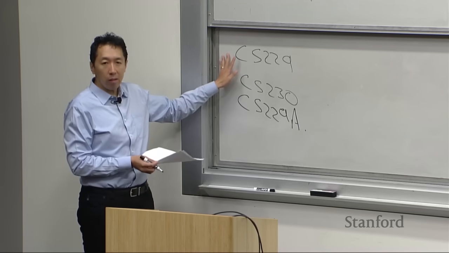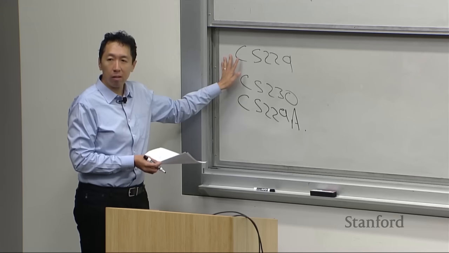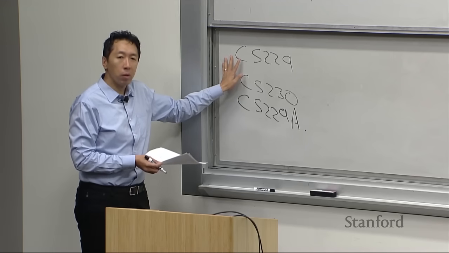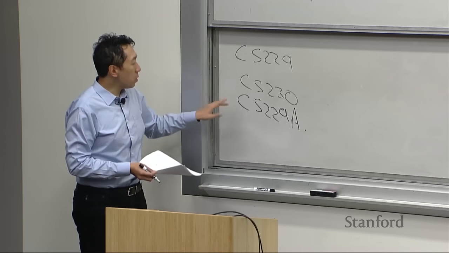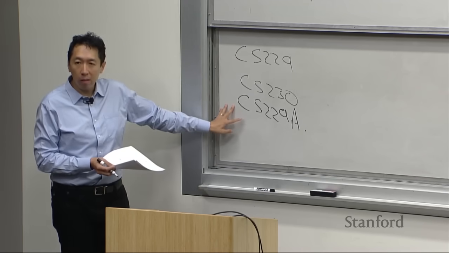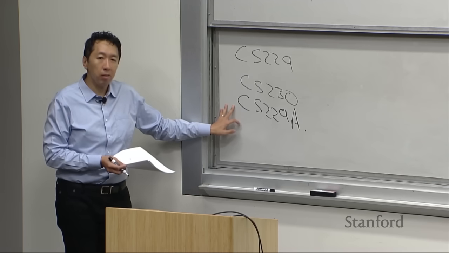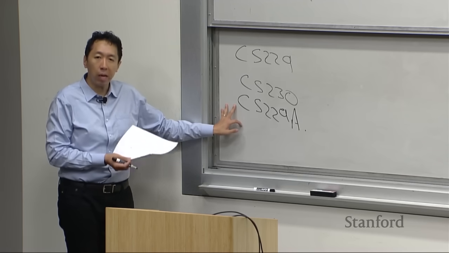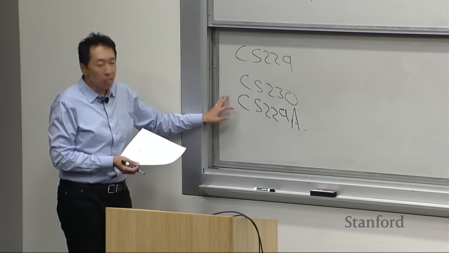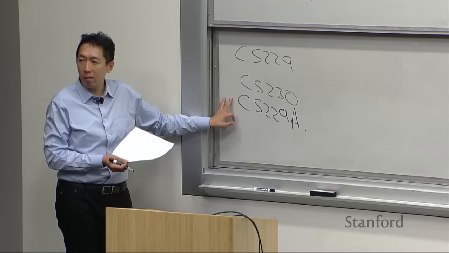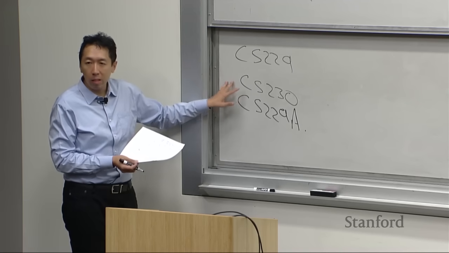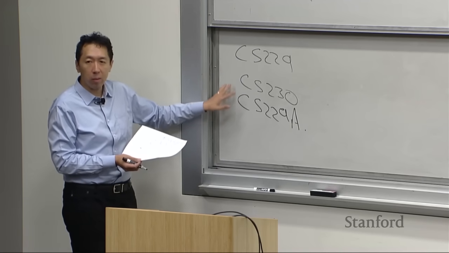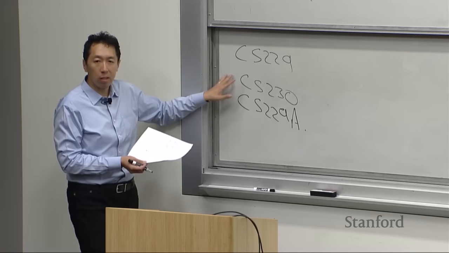CS229 is machine learning. It's the most mathematical of these classes, and it goes much more into the mathematical derivations of the algorithms. CS229A is applied machine learning. It's much less mathematical, but spends a bit more time on the practical aspects. It's actually the easiest on-ramp to machine learning as well, as the least mathematical of these classes. CS230 is somewhere in between.